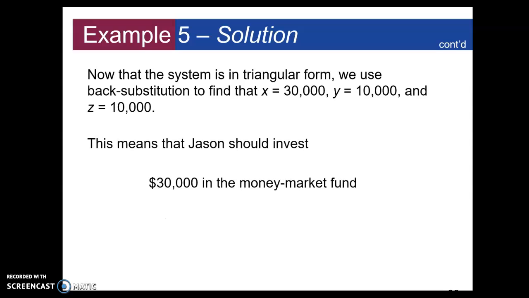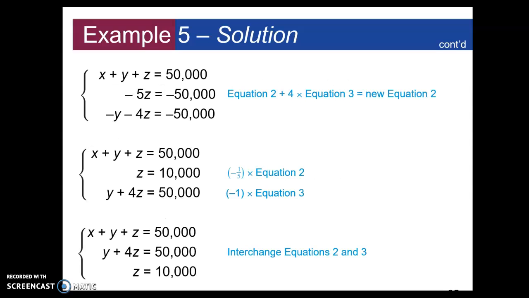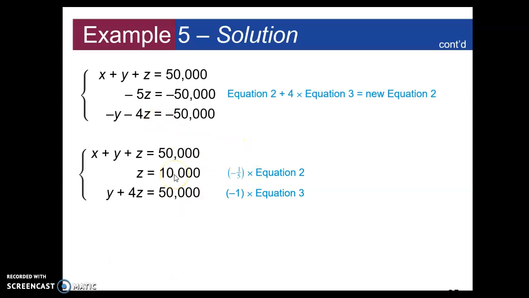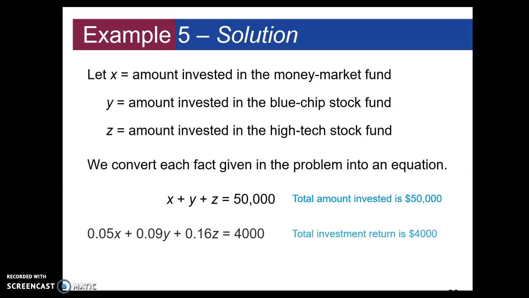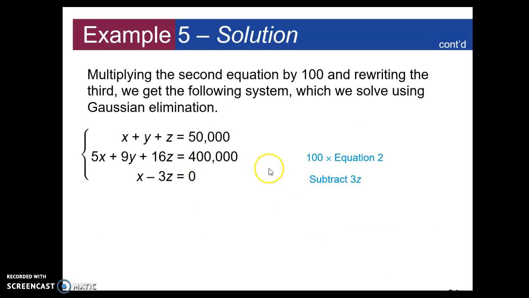To check, I will go back to the original, just to be sure we haven't made a mistake along the way. Or the move-the-decimal-point version. So 30,000 plus 10,000 plus 10,000 add up to 50,000. In equation 2, 5 times 30,000 plus 9 times 10,000 plus 16 times 10,000 does equal 400,000. And in equation 3, 30,000 minus 3 times 10,000 does equal 0.